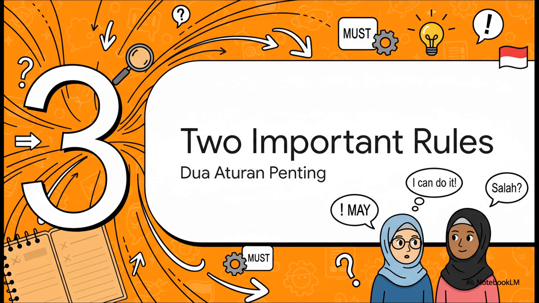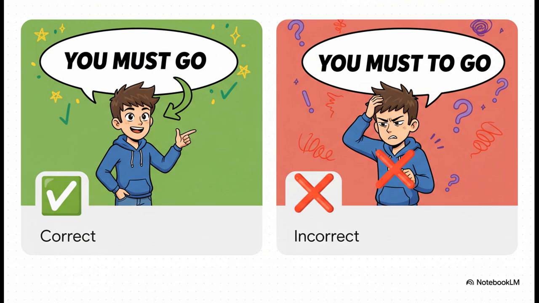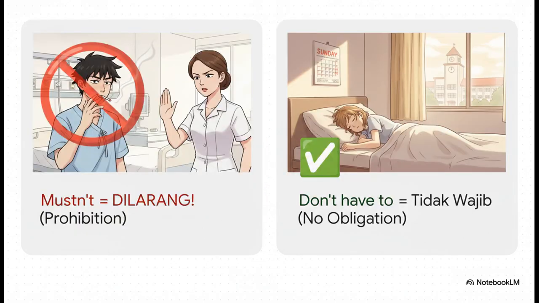So, listen closely. Rule number 1. This is a big one. After a modal verb, we do not use the word to. So, you say, she can sing. You do not say, she can to sing. Nope. Or, we should study. Not, we should to study. It's always modal plus the base verb. The only exceptions are have to and ought to, because the to is already part of the phrase. Easy to remember, right?